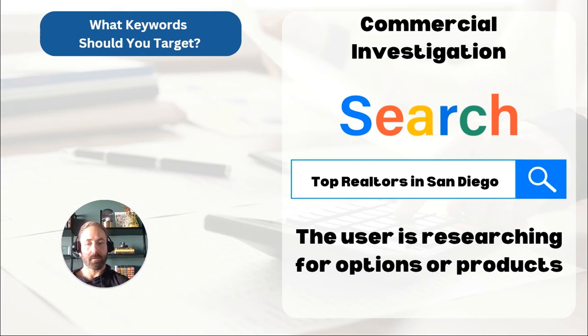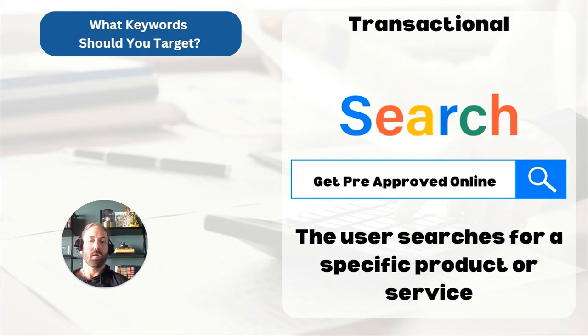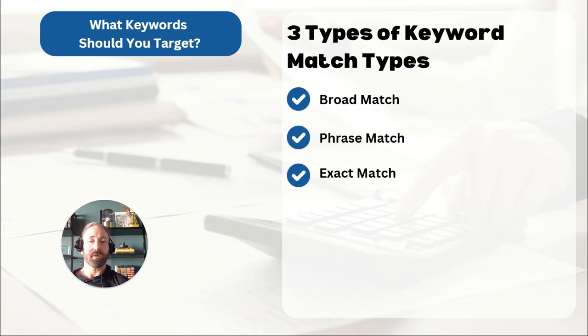So commercial investigation would be like top realtors in San Diego, where the user's researching options or products. Okay, so they're much further along in the buying process. So these are the type of keywords that we want to start going after. And then the main one is transactional. This would be like somebody types in get pre-approved online. This user is searching for a specific product or service. So this is the farthest along. So really we want to stay in the commercial and transactional. And then maybe for the lower portion where people are more in the investigative stage, you can build that as you're going through. But for leads themselves, these are the keywords you want to go after. For the other stuff, maybe you want to do more search engine optimization for those types of keywords.